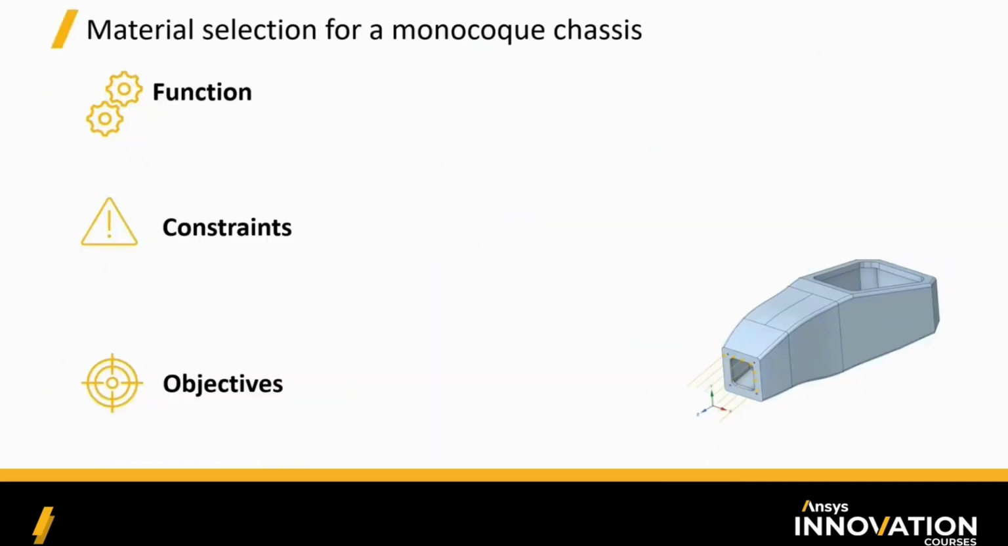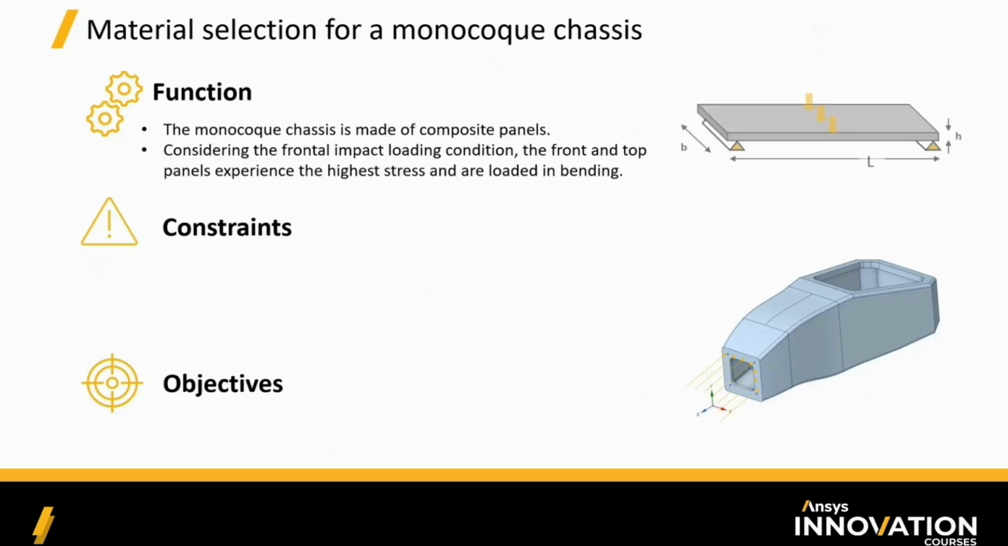Starting with the categorization of the different design requirements within the systematic material selection methodology, we can see that when it comes to the composite panels that comprise the monokok chassis, when considering the frontal impact loading condition, the front and top panels experience the highest stress and they are loaded in bending. So in terms of the function of this component, we can consider the panels to be in a stiffness limited design, and for simplification reasons, we can consider them to be panels in bending.